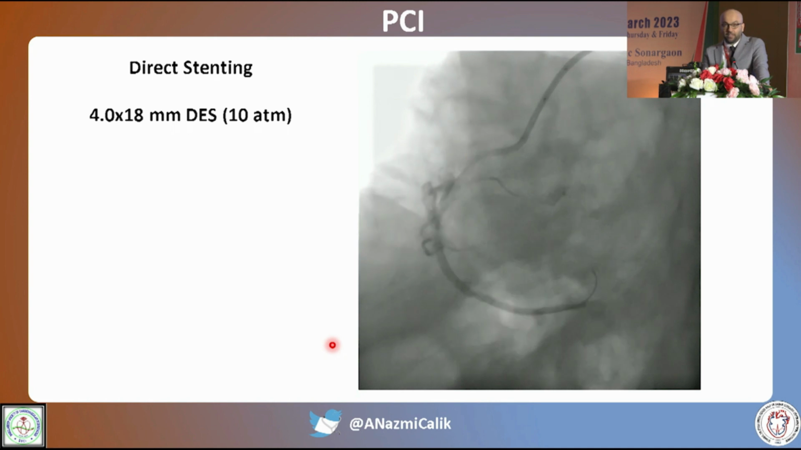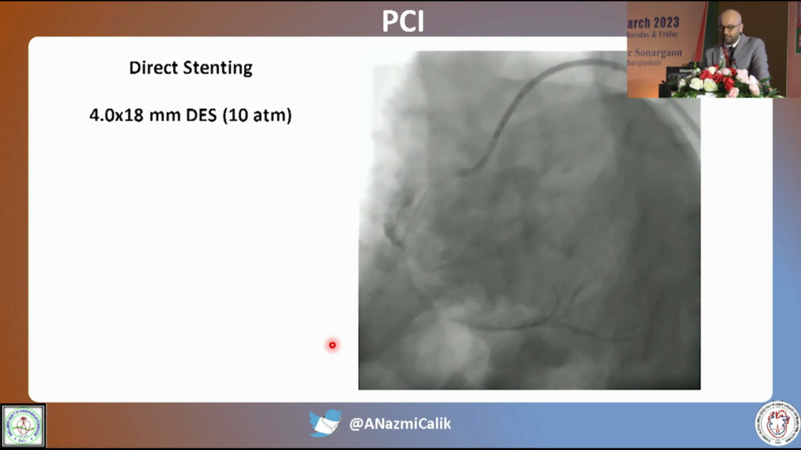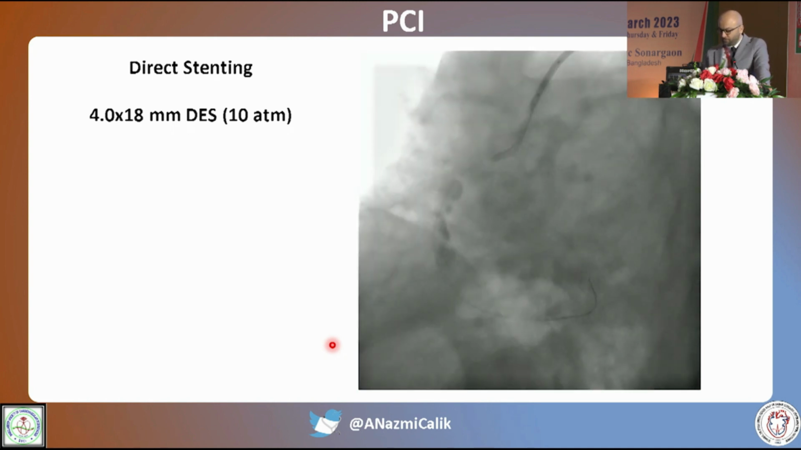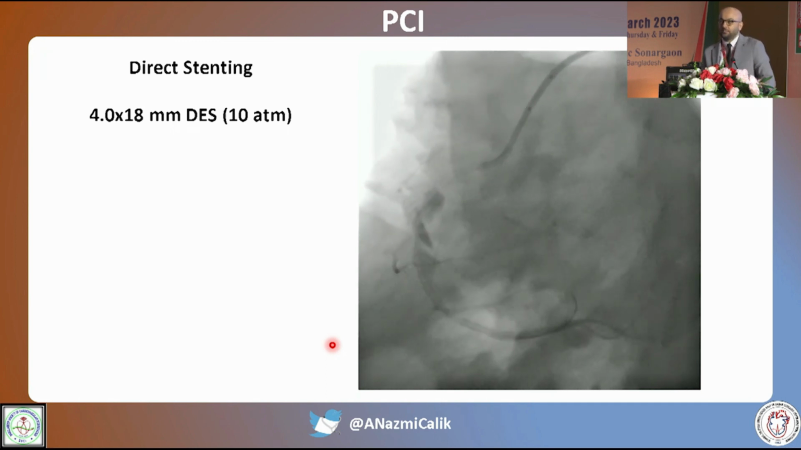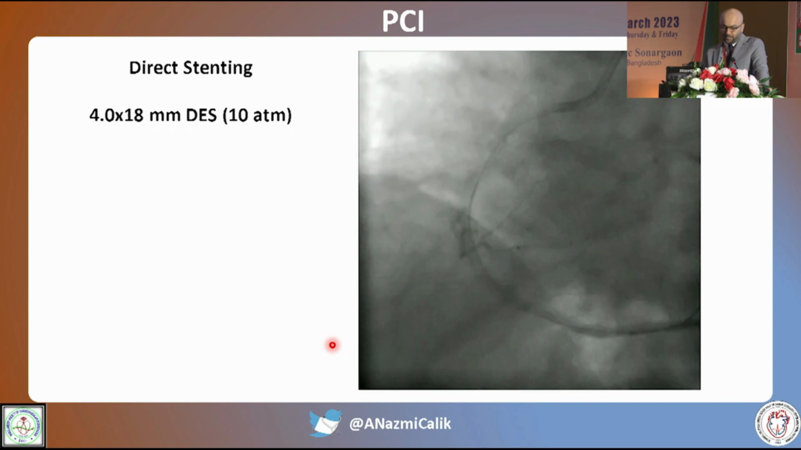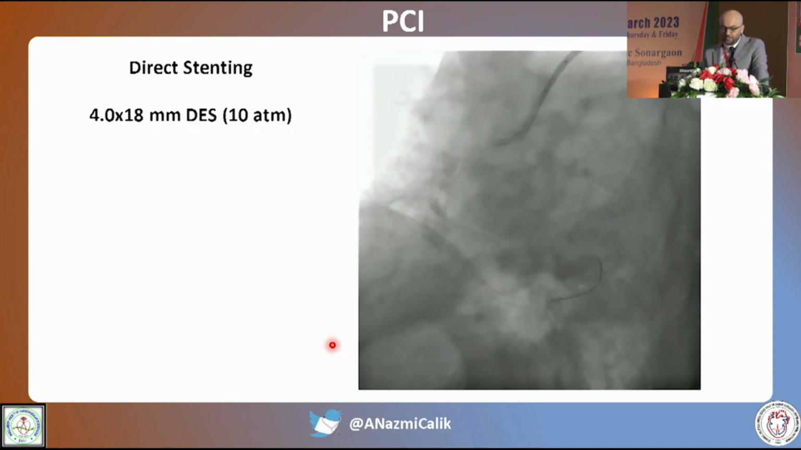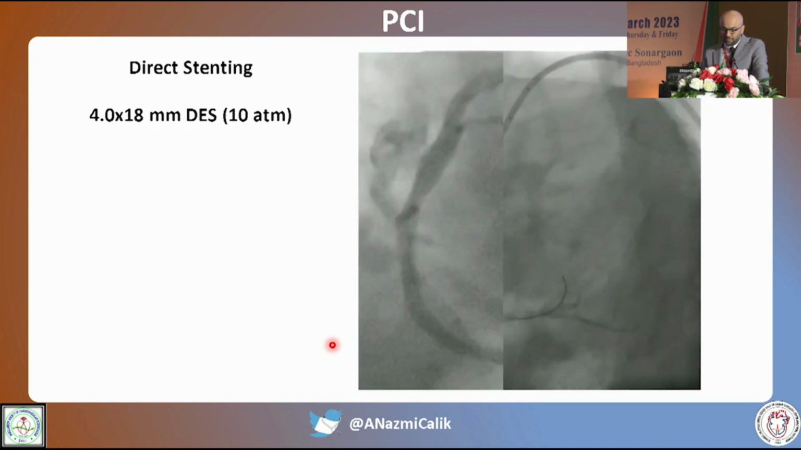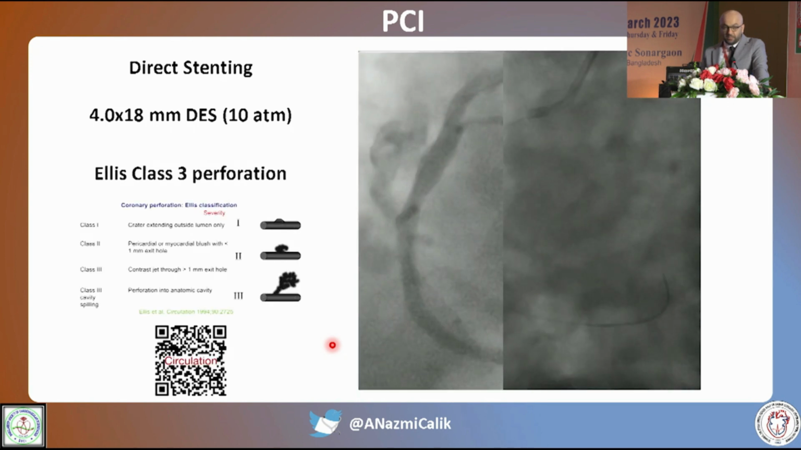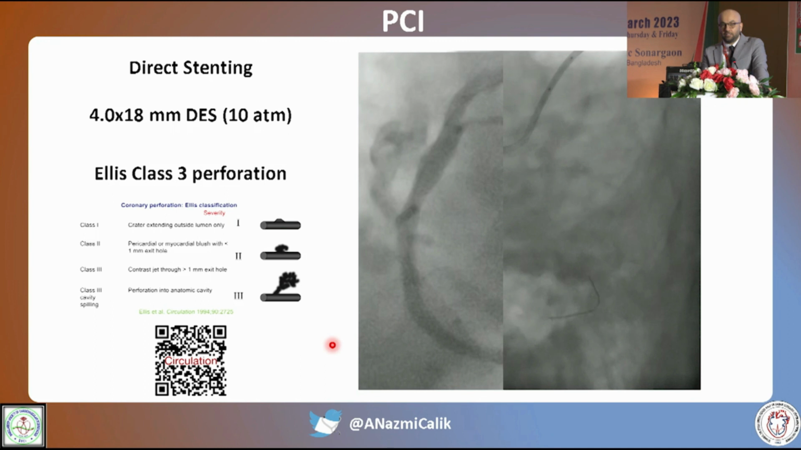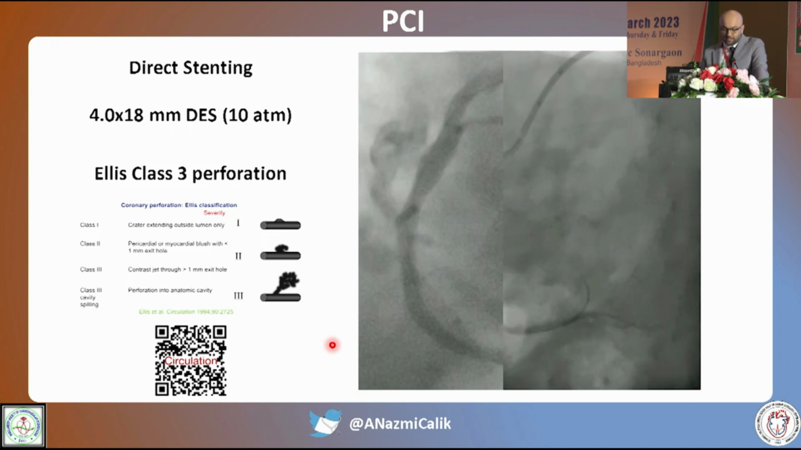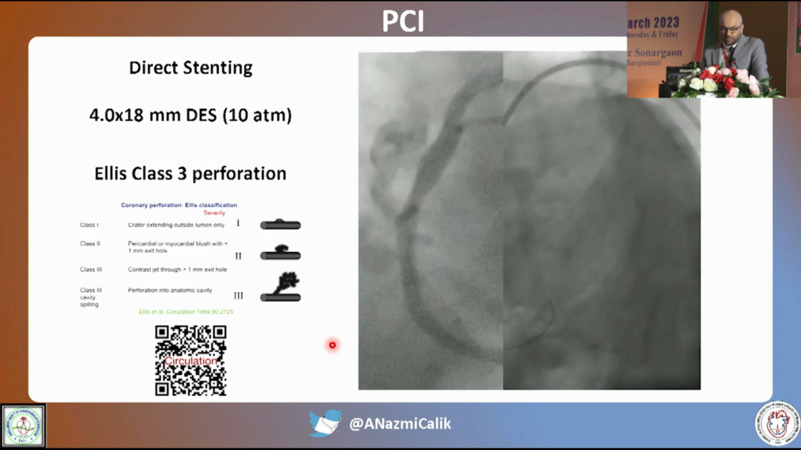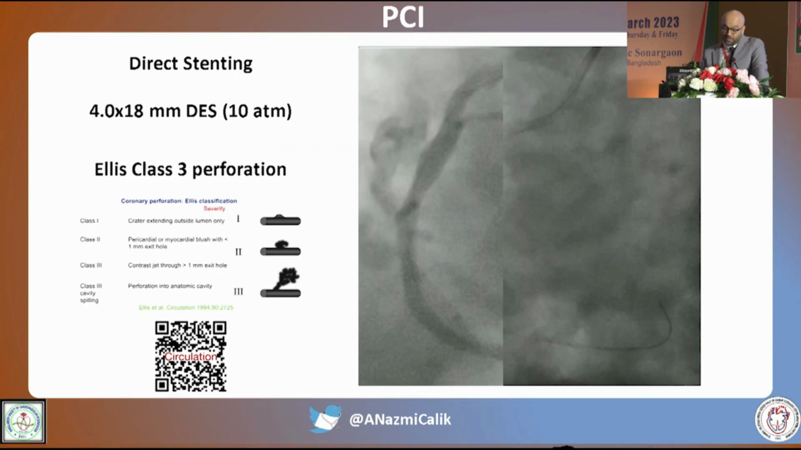We opted for a 4 by 18 millimeter drug-eluting stent, and we inflated it at nominal atmosphere, but as you can see on the right-hand side, the coronary artery, the RCA, was ruptured after the stent balloon inflation. And this was very compatible with the widely known Ellis type 2 perforation classification.